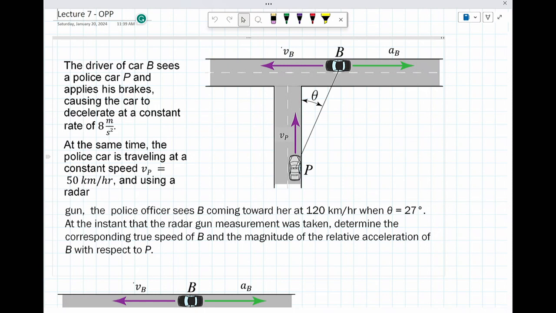So there's theta, you see velocity P, you see velocity B, and you'll notice that this deceleration is occurring in the negative sense. At the instant the radar gun measurement was taken, determine the corresponding true speed of B and the magnitude of the relative acceleration of B with respect to P.